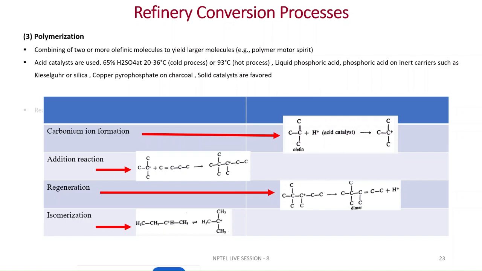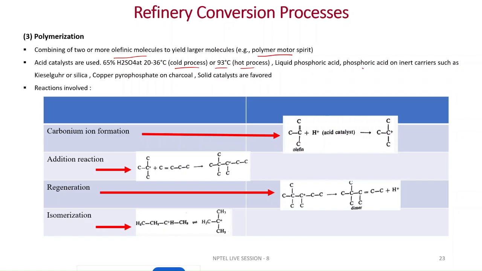The next process is the polymerization process. So what is polymerization? It is the combination of two or more olefinic molecules to yield larger molecules, for example polymer motor spirit. Acid catalysts are used for this polymerization, for example 65% H2SO4. For the cold press process, temperature is maintained at 20 to 30 degrees Celsius, whereas for the hot process it is 93 degrees Celsius.